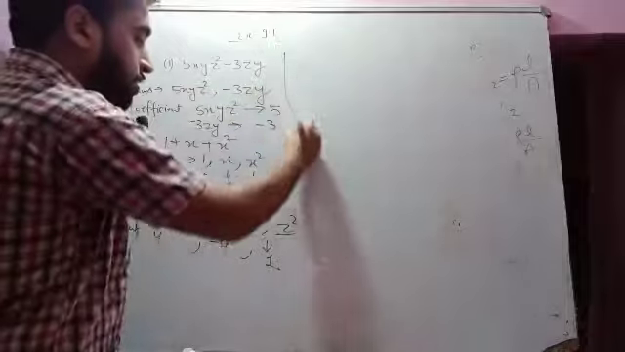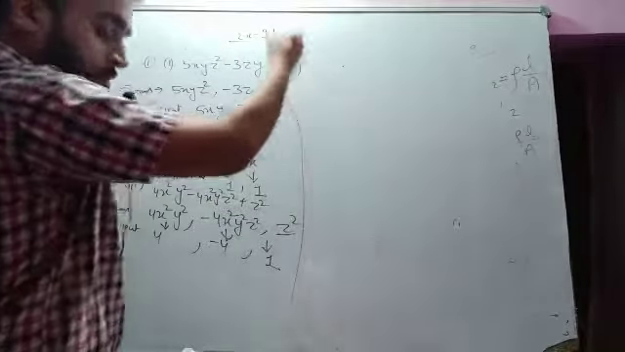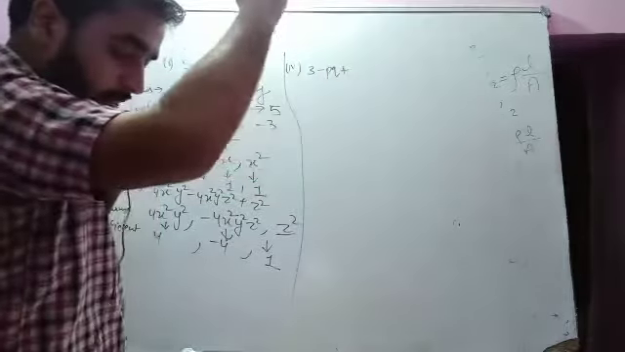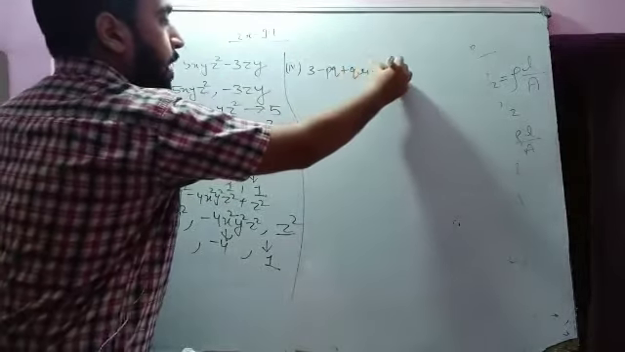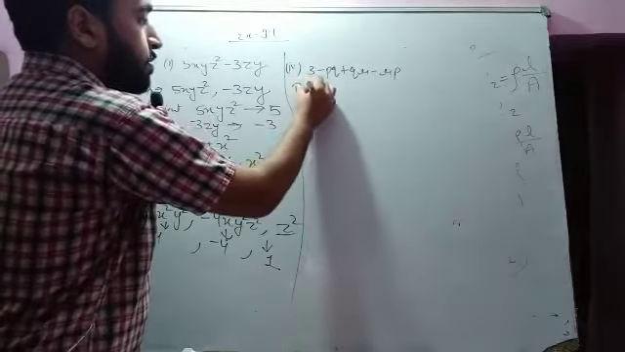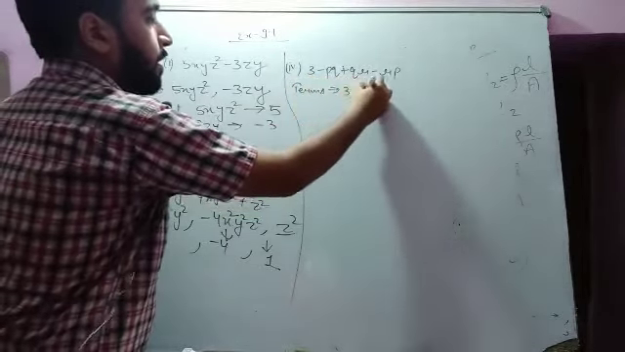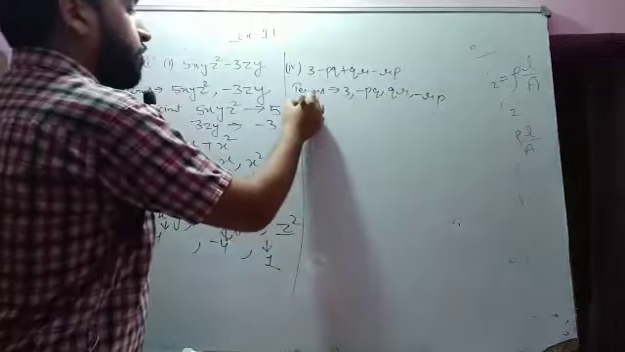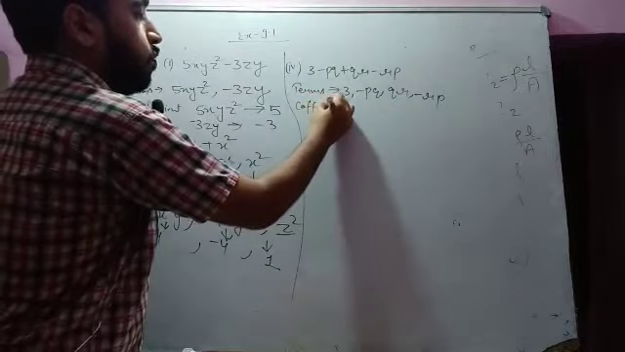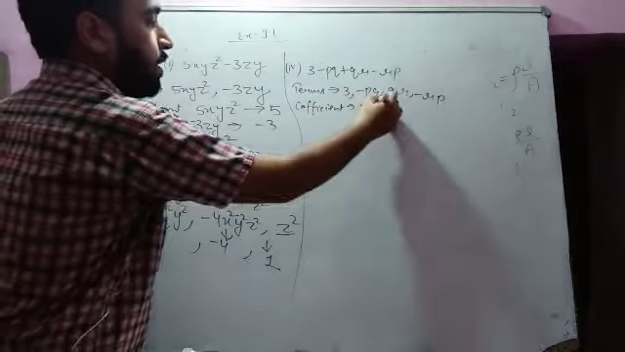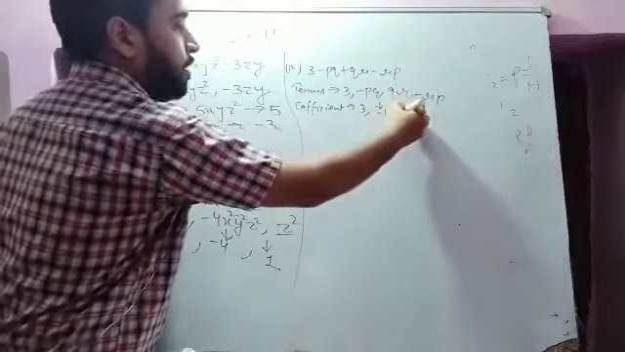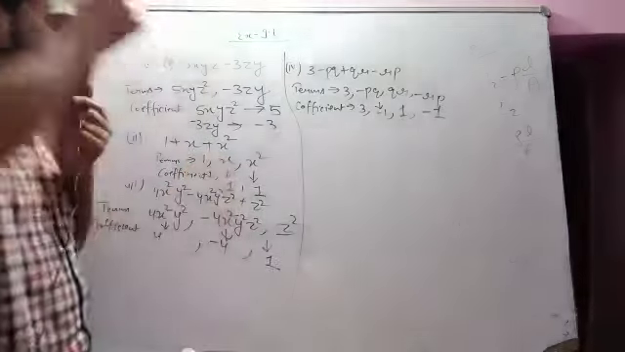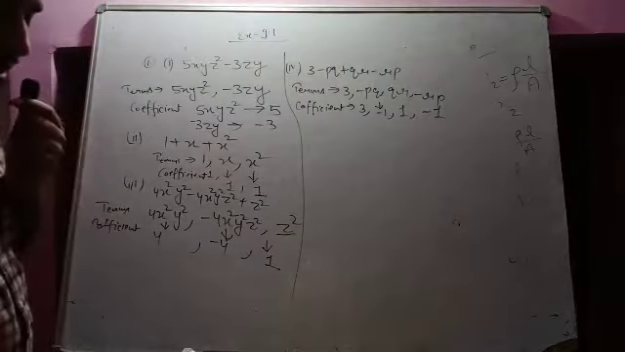Now the fourth part of this question, 3 minus pq plus qr minus rp. So what are the terms? Terms are 3, minus pq, qr, minus rp. And what are the coefficients? Coefficient is, for the first it is 3 only, then minus 1, 1, minus 1. Here also for the constant you may write 1. Now this is done. Fifth part.